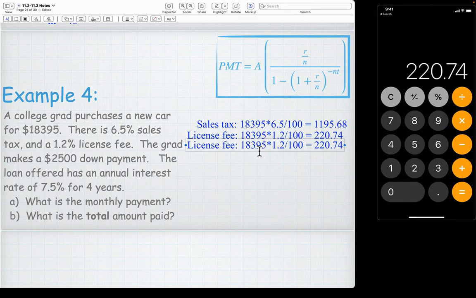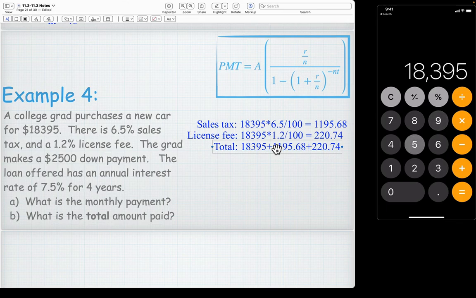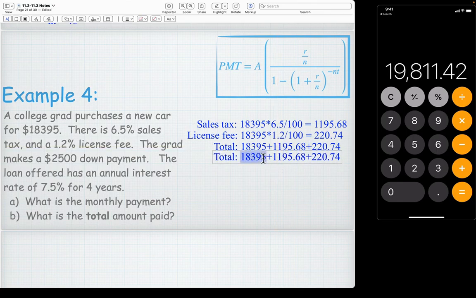So the total amount that's due is $18,395 plus each of those different fees. So plus $1,195.68 and $220.74. So that is $19,811.42. Wow. Okay.